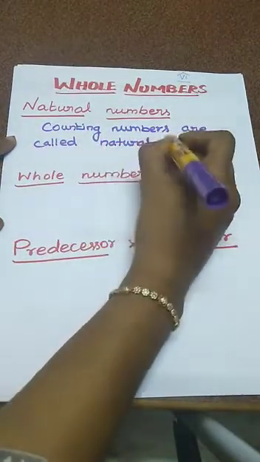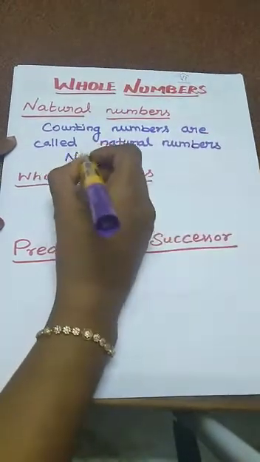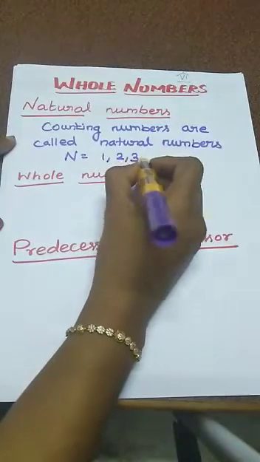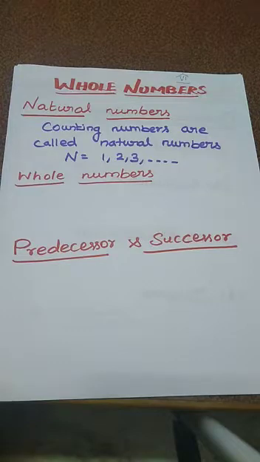Natural numbers are denoted by the capital letter N. So N is equal to 1, 2, 3, etc. The next one is whole numbers. The number 0 together with natural numbers 1, 2, 3, 4, etc. forms the set of whole numbers. Actually, whole numbers are 0 plus natural numbers, or 0, 1, 2, 3, etc.